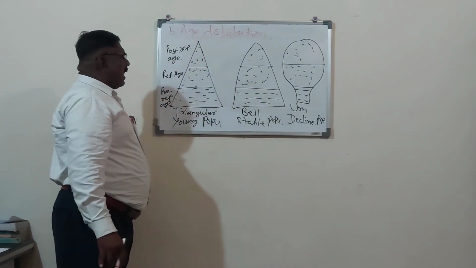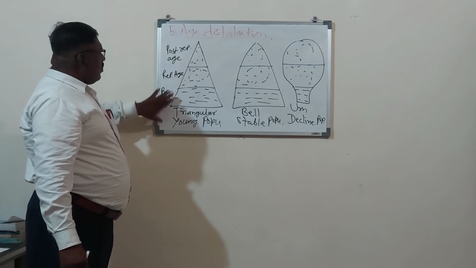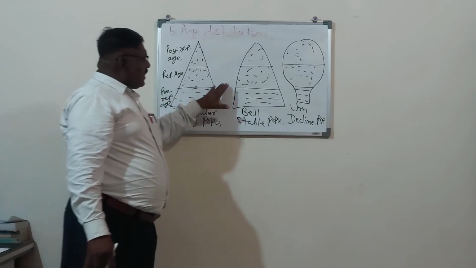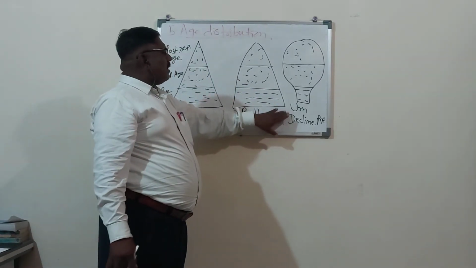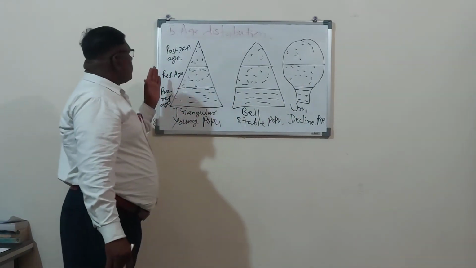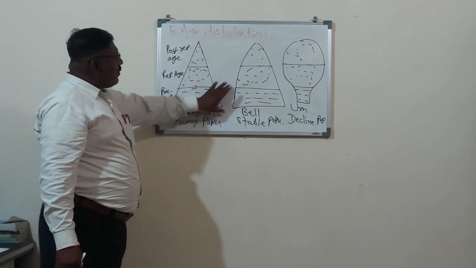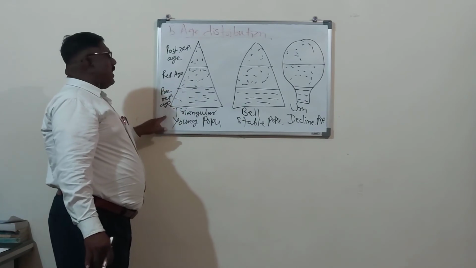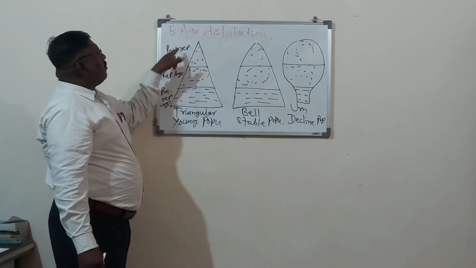In these three types of population, the triangular shape indicates the young population, the bell shape shows the stable population, and the declining population shows the urn shape. Now, as per their age distribution, this is the base level. This shows the pre-reproductive age, then the reproductive age, and then the post-reproductive age.